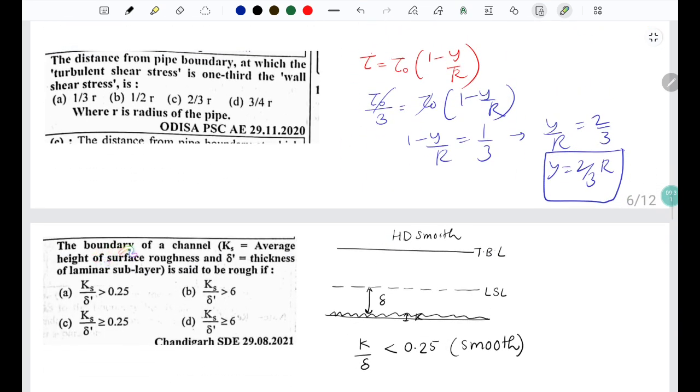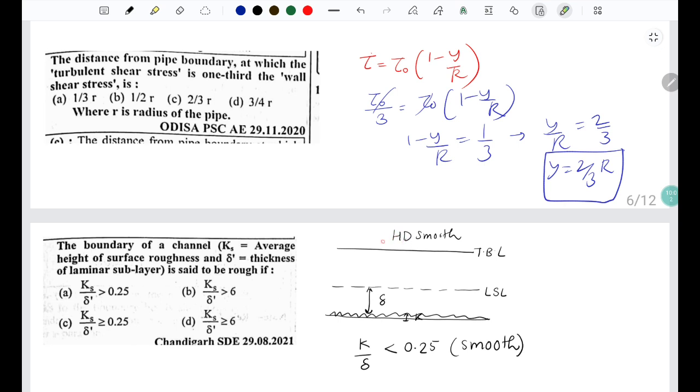Then comes this: the boundary of a channel, where Ks is the average height of the surface roughness and delta dash is the thickness of the laminar sublayer, is said to be rough. Now one has to remember that irrespective of the flow being hydrodynamically smooth or hydrodynamically rough, there will always be a laminar sublayer in turbulent flow. So one has to remember that the laminar sublayer is always formed in a turbulent region or turbulent flow, and it is always close to the no slip surface.